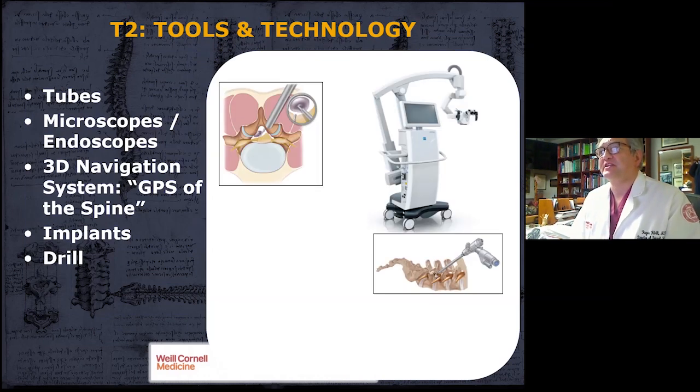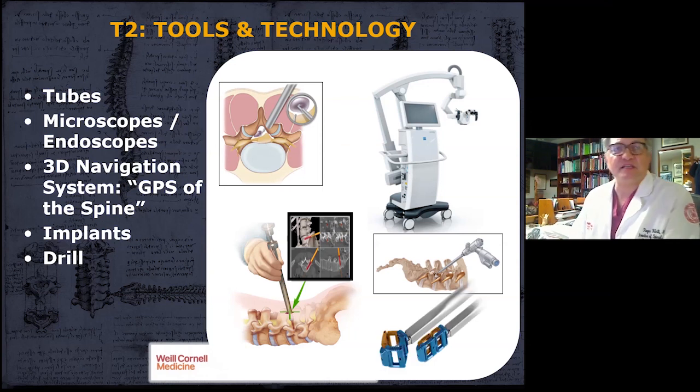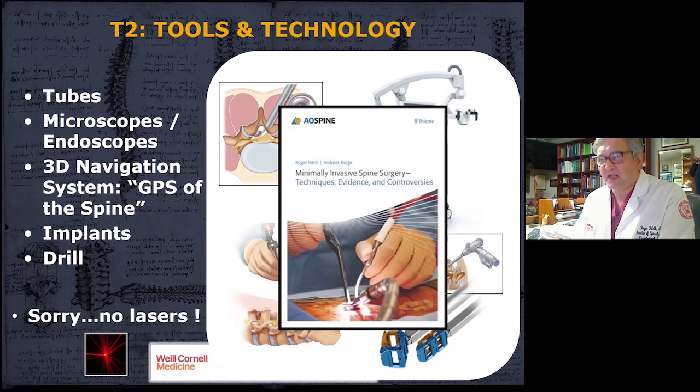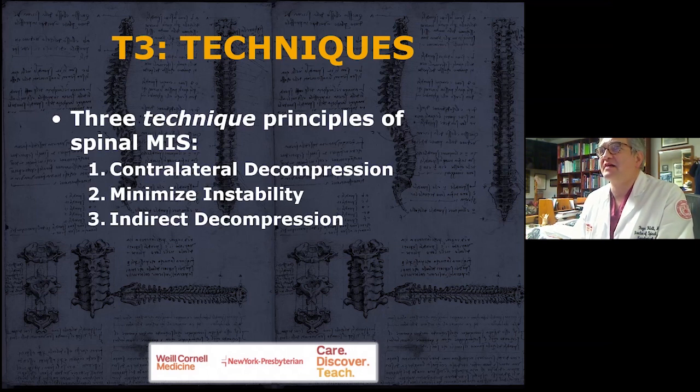Tools and technology, we're going to talk a lot about this. This entails the access technology, tubular and specular retractors. We can access virtually any part of the spine now in a less invasive way. The microscope that we frequently use, some surgeons use the endoscope, navigation technologies, implants, expandable cages, cannulated pedicle screws, using the drill. No lasers, okay? We use lasers, but not for spine. So techniques, and this is where it really becomes interesting.